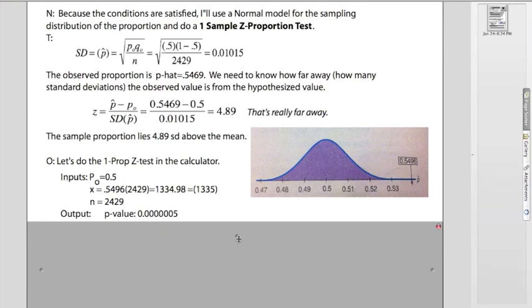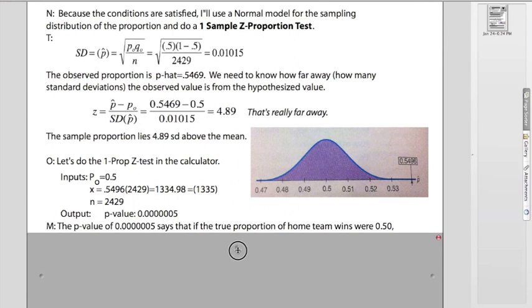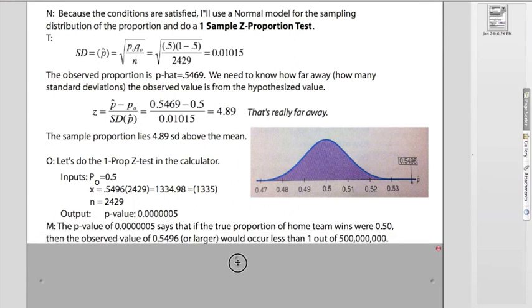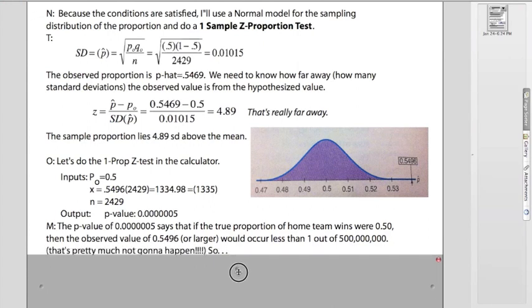Our output, or p-value, is 0.000005. That's really, really small, or in other words, extremely rare. Now, rare observations are, well, let's just read it.